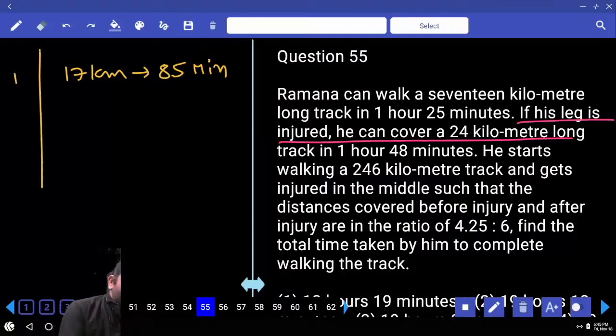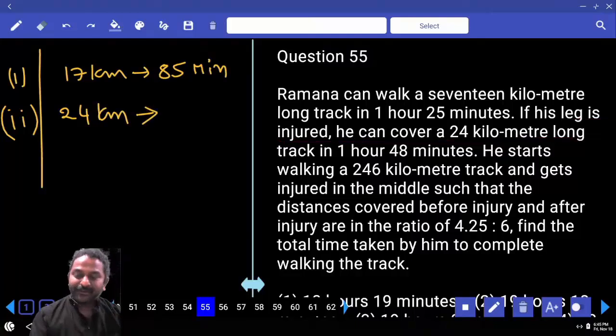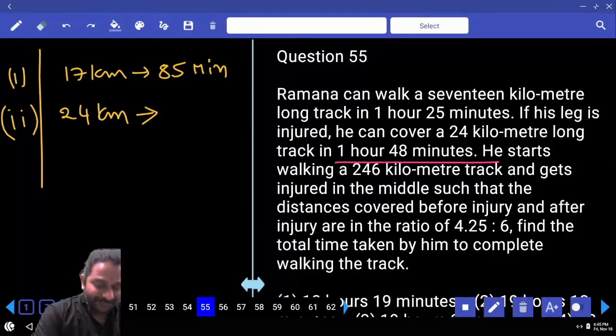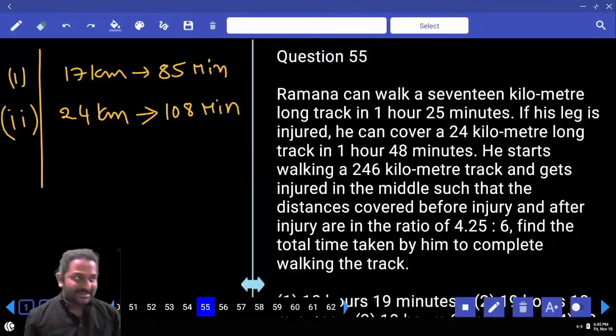Continue. If his leg is injured, he can cover a 24 kilometers long track in 1 hour 48 minutes. So this is the first case, and the second case he covered 24 kilometers in 1 hour 48, that is 60 plus 48, 108 minutes. Is 24 a direct multiple? It is 4.5 times. What is 4 times 24? Apart from 96, we have 12 more, that is half time only, which is 4.5 times. Still easy to calculate, though it is in decimal.